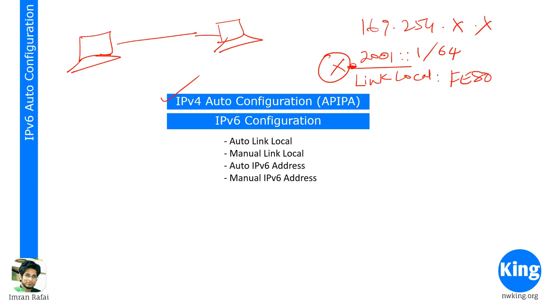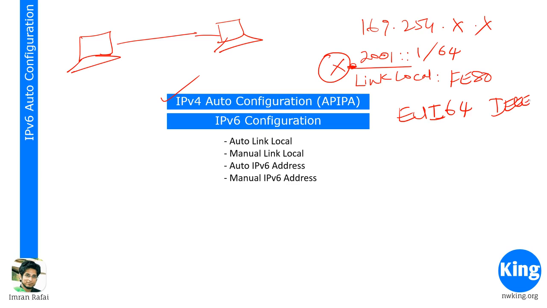And like we discussed in the last video, it makes use of a MAC address, and because a MAC address is a 48-bit address, it pads FFFE in the middle to form a 64-bit address, which becomes the host part, right? Now this is also known as EUI-64 format. EUI-64 is an IEEE standard.